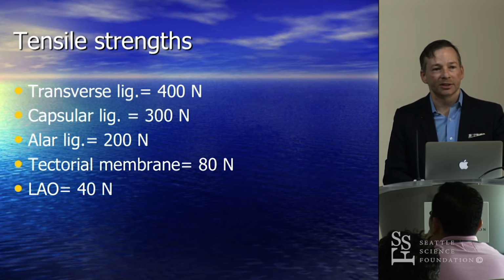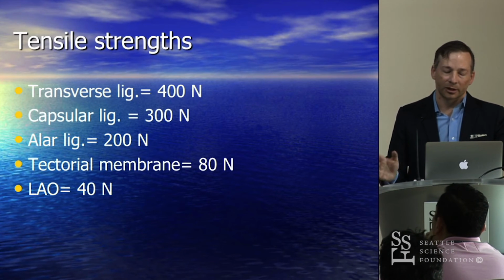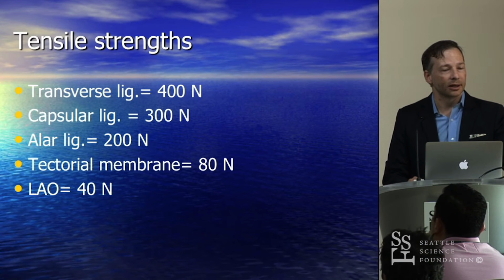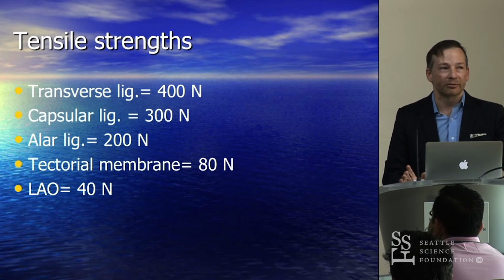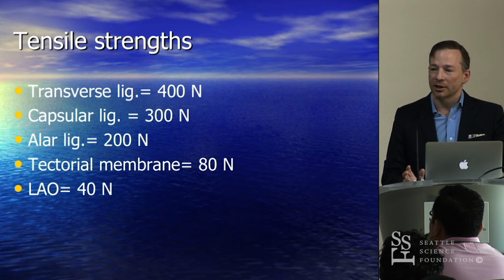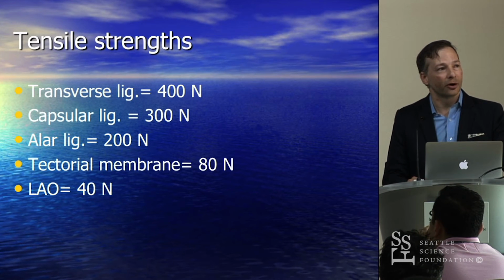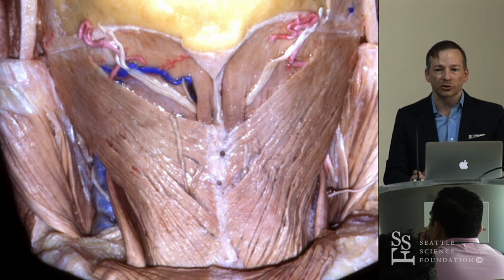Now, if you look at kind of a take-home slide, look at some of the tensile strength. A lot of those are small ligaments that alone do not contribute very much. Looking here, we see transverse ligament is the winner. That's the important one to focus on. Capsular ligaments, which is not intuitive, is the second runner-up at 300. Then alar and tectorial membrane.